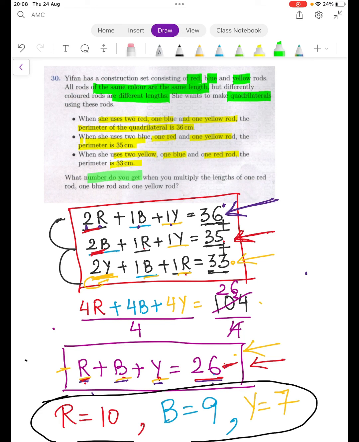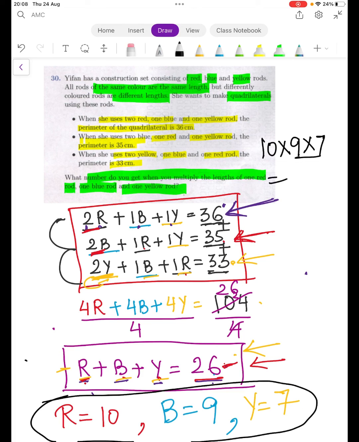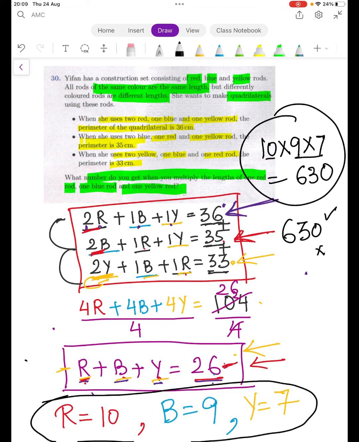Now let's read the question. What number do you get when you multiply the lengths of 1 red rod, 1 blue rod, and 1 yellow rod? So this is easy. You just have to multiply 10, that's red, the length of blue, and the length of yellow. So 9 times 7 is 63, and then multiplied by 10 is 630. So this is our answer, 630.